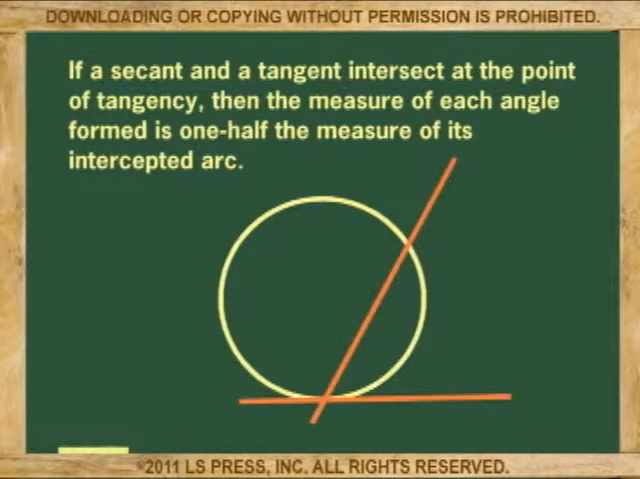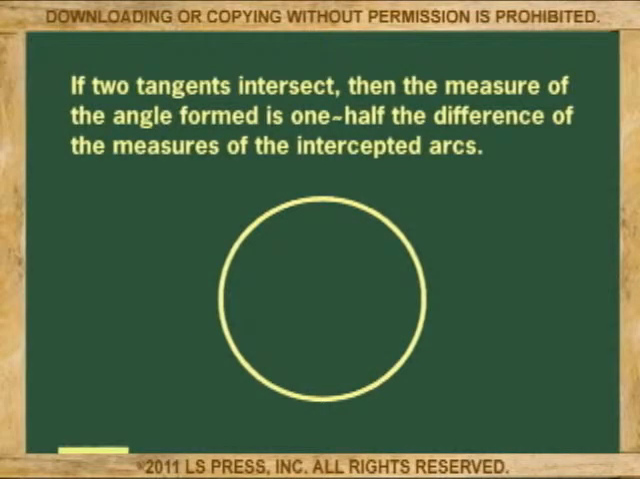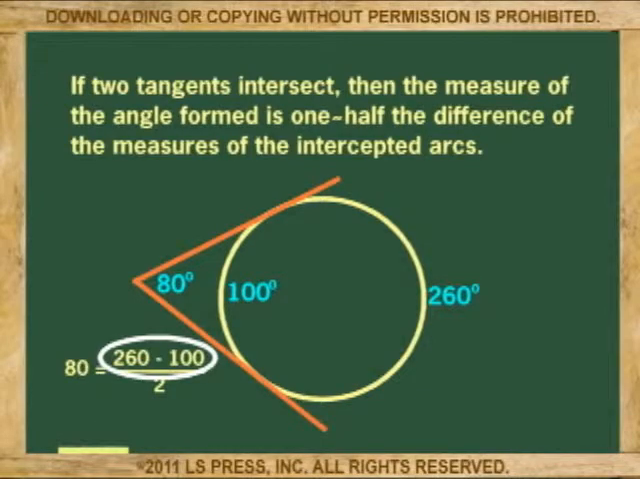If a secant and a tangent intersect at the point of tangency, then the measure of each angle formed is 1/2 the measure of its intercepted arc. If two tangents intersect, then the measure of the angle formed is 1/2 the difference of the measures of the intercepted arcs.